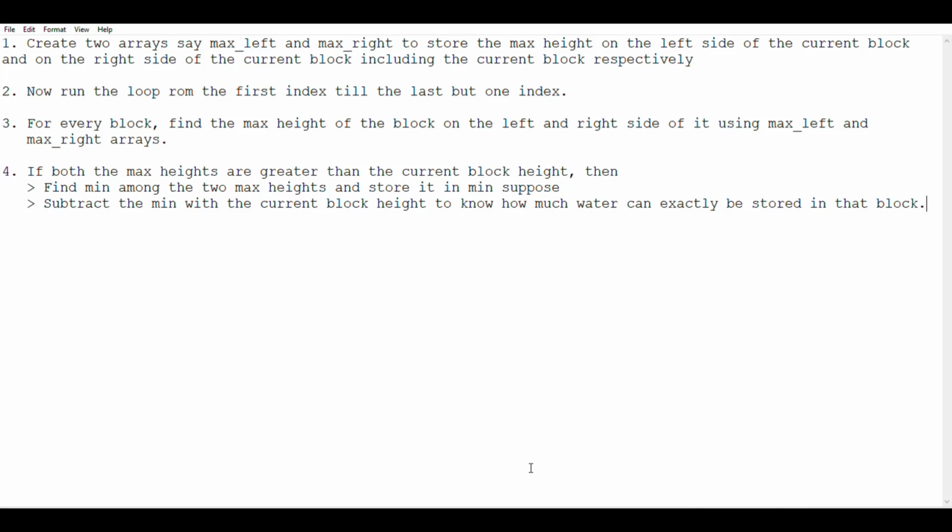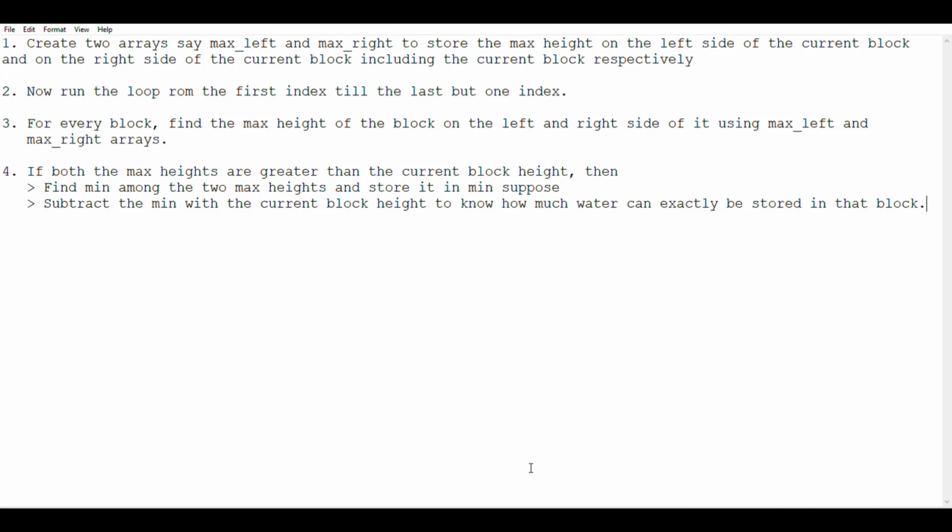Next, what do we need to do? We need to run the loop from the first index till the last but one index. Understood? We don't have to run the loop from the 0th index. Why? Because there is no possibility to store water on the 0th index, as there is no boundary on the left side of it. And we need to run the loop till the last but one index, because we can't store water on the last block as there is no boundary on the right side of it. Okay, so this is the second step. We know from where to where we need to run the loop, right?